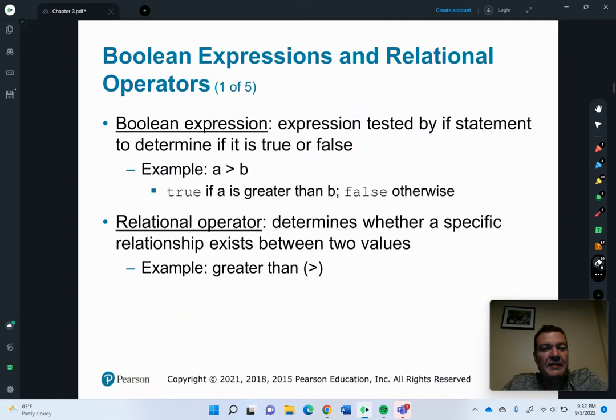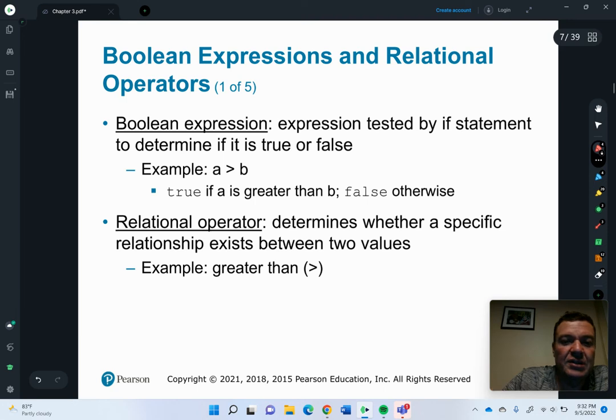Now let's talk briefly about Boolean expressions and relational operators. A Boolean expression is an expression that's tested by an if statement to determine if it's true or false. I always tell people it's really valuable to think about this as if you're asking a question. Is A greater than B? If it is, then it's true. If it's not, it's false.